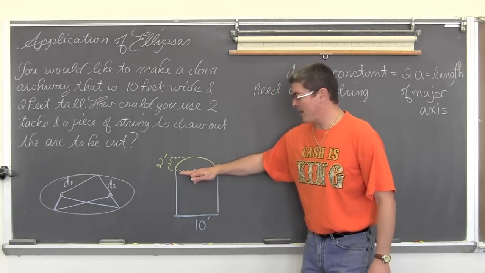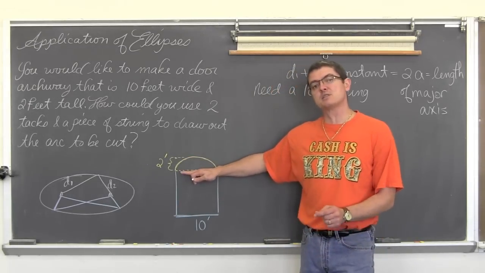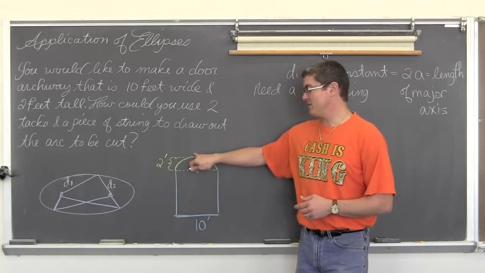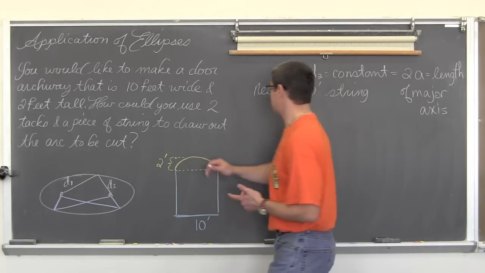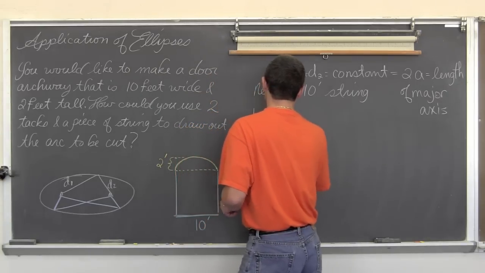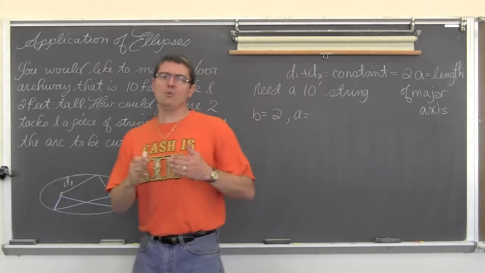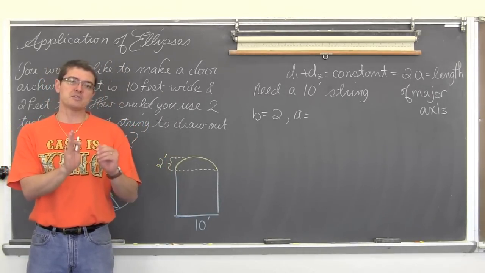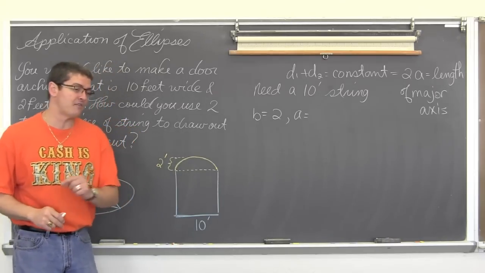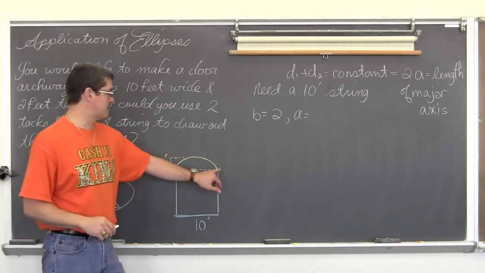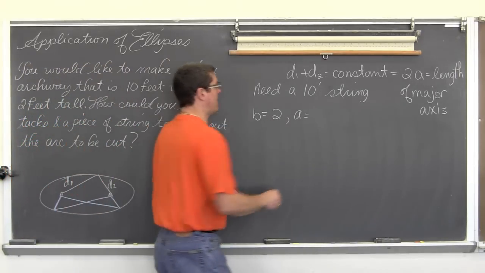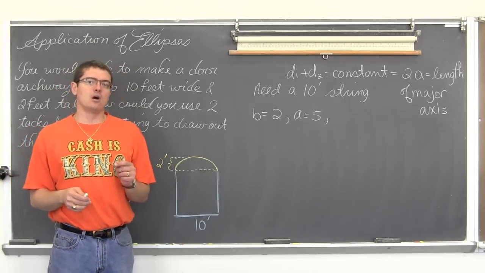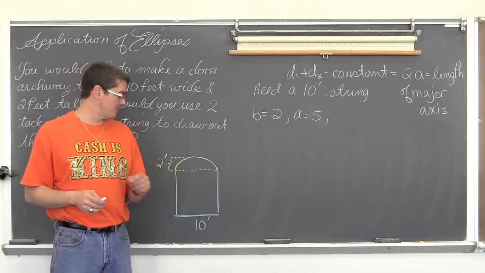So what do we have so far? We have an ellipse. The way this is drawn, 2 feet is the distance from the center of the ellipse up to the top. Well, if you're going from center to the end of the minor axis, that is b. So we have a b value equal to 2. And if 2a is the length of the entire major axis, then a only goes from center to the vertex, or is half of the major axis. So the fact that this is a 10-foot doorway means that my a value is going to be equal to 5.